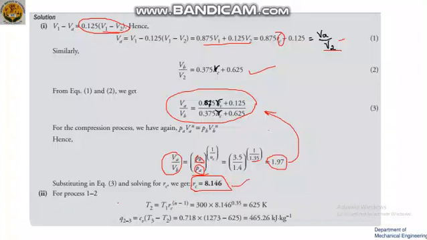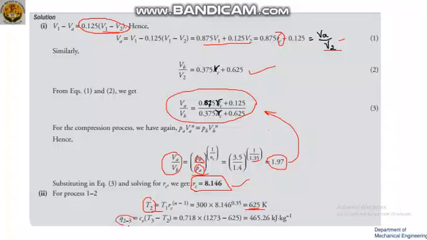Now you need to find the work done. For the work done you need heat transfer in each and every process. To calculate heat supplied you need T2, and T2 is equal to T1 RC to the power n minus 1. Here the process 1 to 2 is a compression process, and n value is 1.35. So like that you find T2. T2 will be 625 Kelvin.